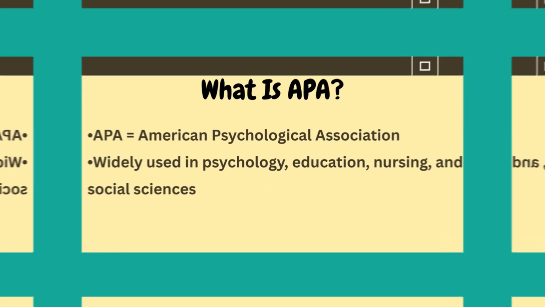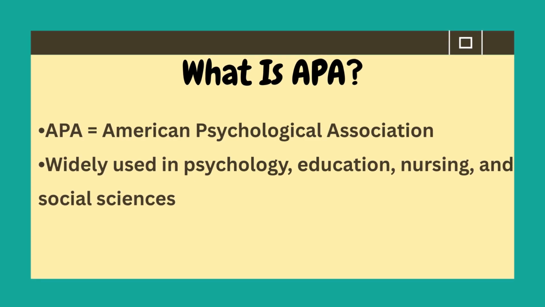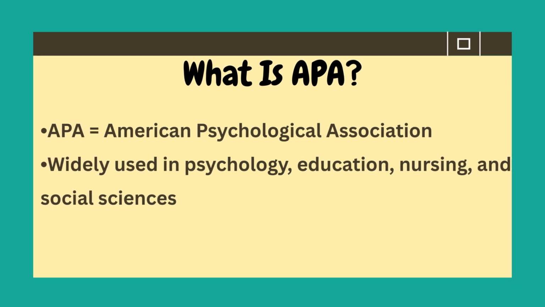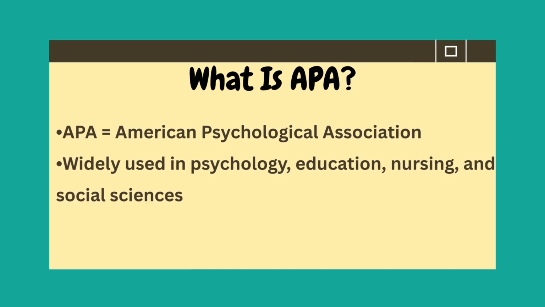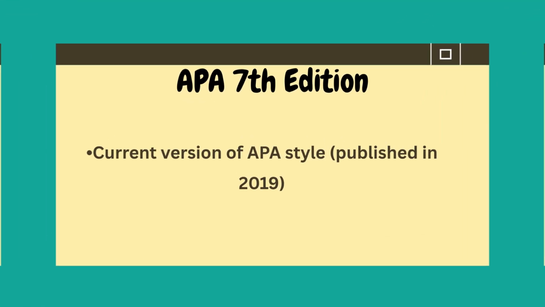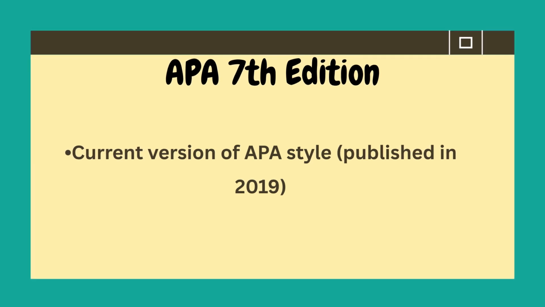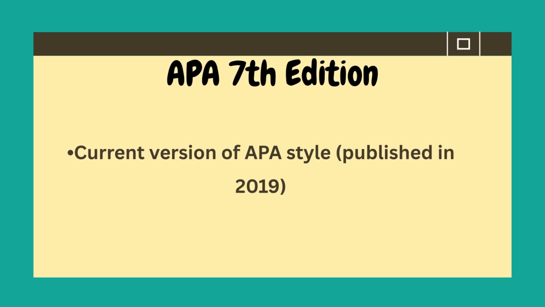Let's begin. APA stands for the American Psychological Association. It is one of the most widely used formatting styles in academic writing, especially in psychology, education, nursing, and the social sciences. This style covers three main things: page formatting, in-text citations, and the reference list. In this video, we will focus on APA 7th edition. This is the most recent version of the APA style guide, published in 2019.